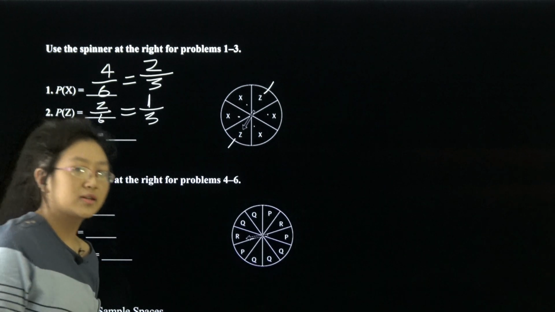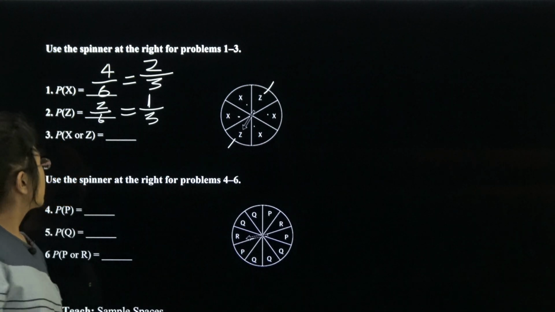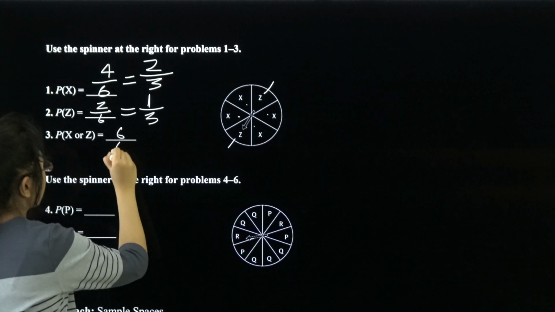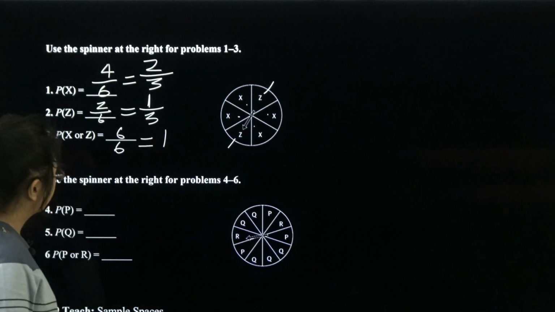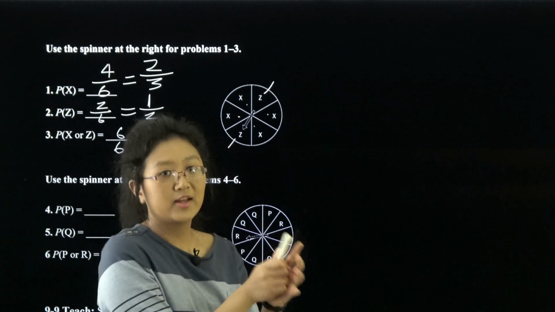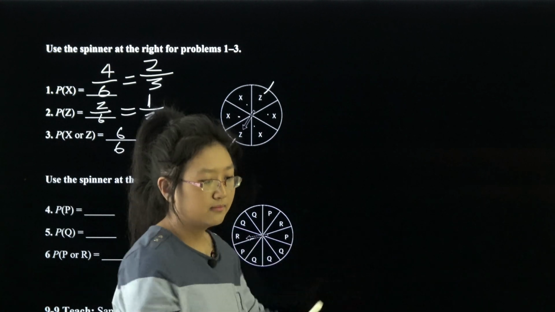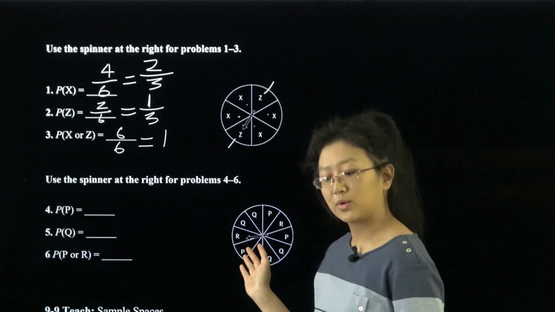Now, x or z, so basically both of them. That's all of them, so that's 6 over 6. And that is equal to 1. A probability of 1 is certain. A probability of 0 is impossible. So let's go on to the next question.